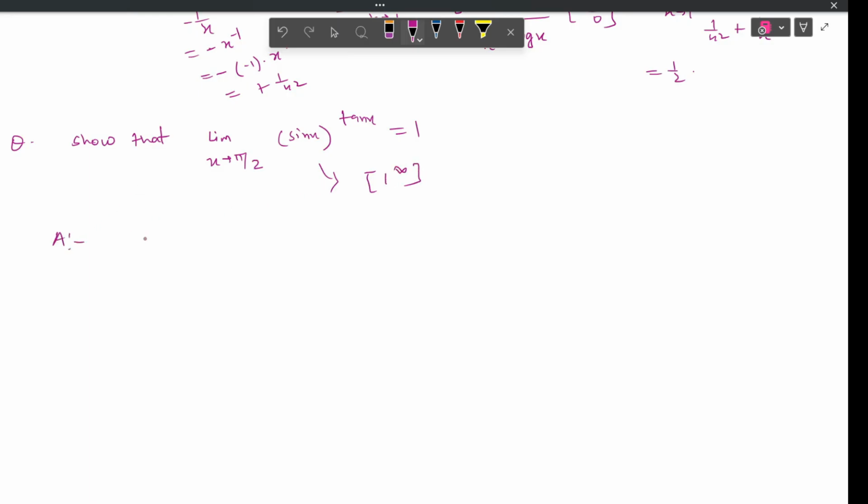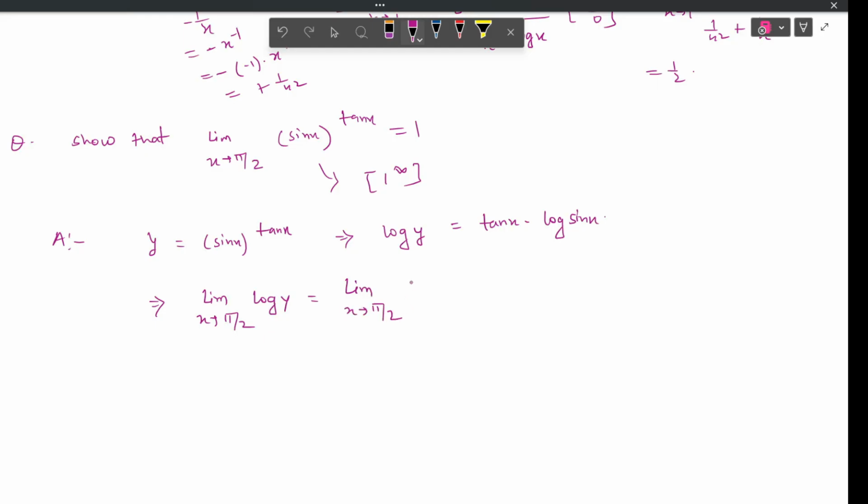So remember the process we have discussed. We have to take y as sin x to the power tan x. Then take logarithm on both the sides. Then it will be log of y equals tan of x into log of sin x. Then take limit on both the sides. So it will be limit x tends to pi by 2 log of y is limit x tends to pi by 2 tan of x into log of sin x.